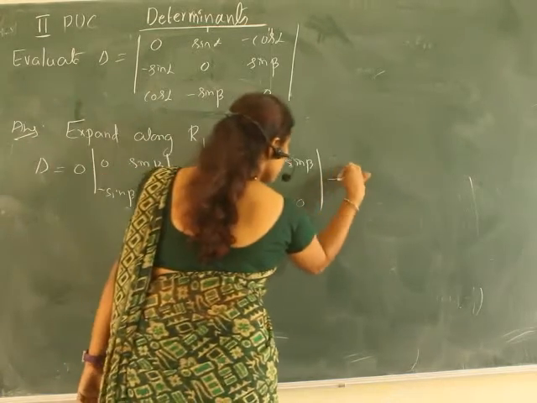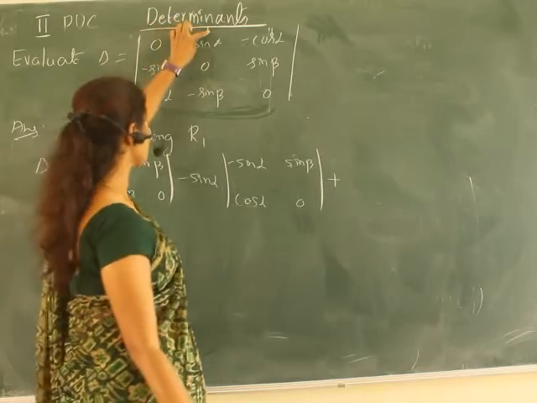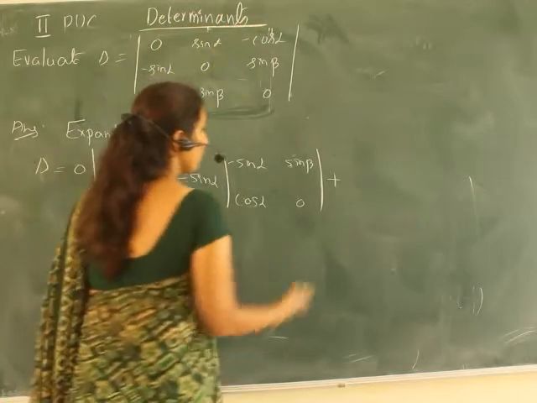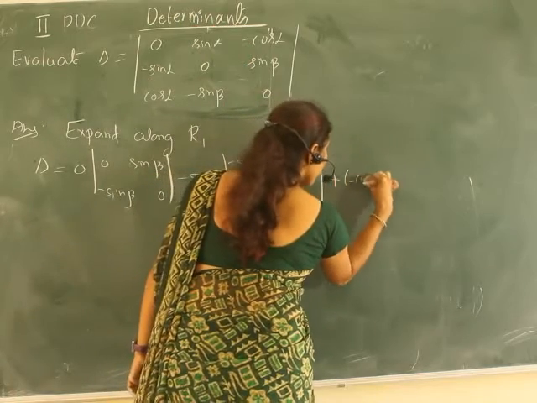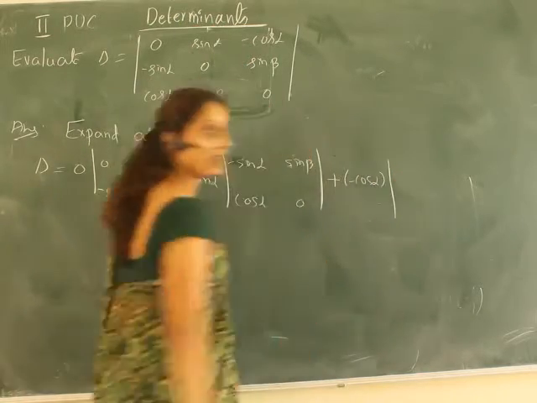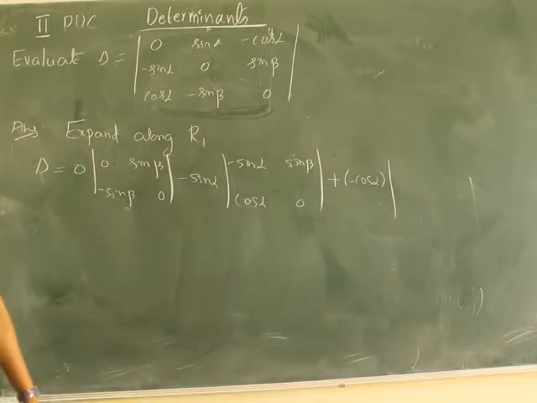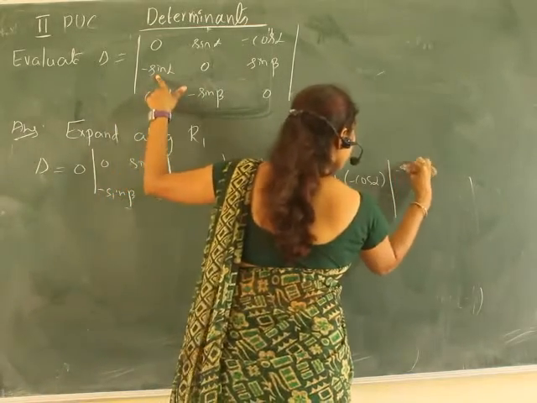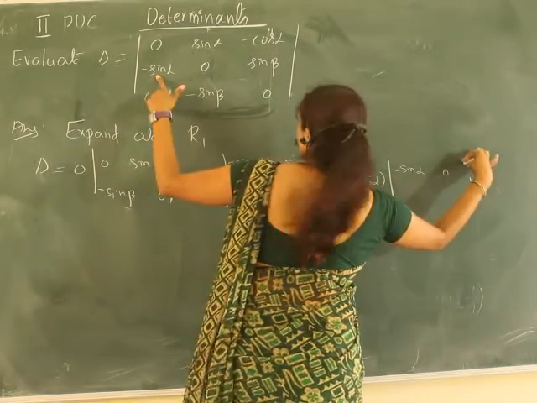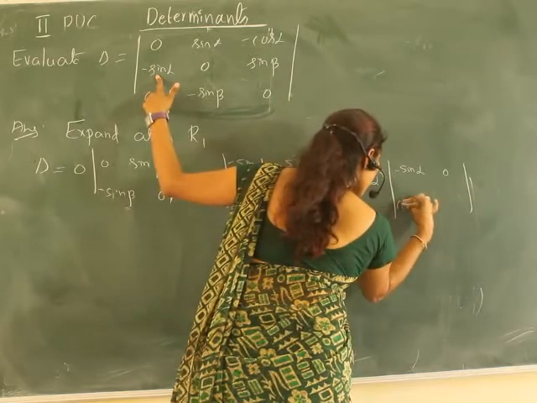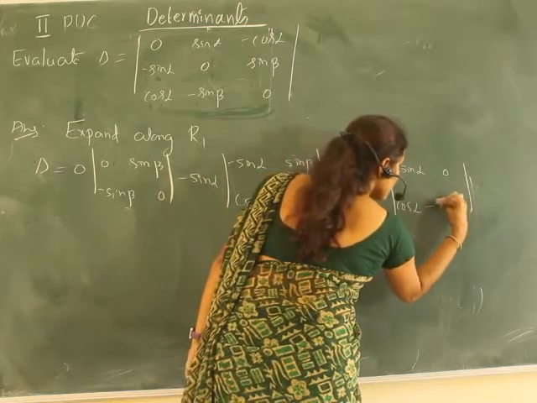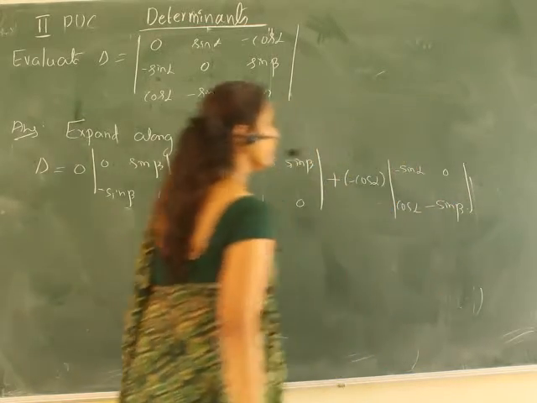Next one is plus. This is minus, plus, minus and plus. So plus minus cos alpha into the determinant obtained by deleting first row and third column. So minus sin alpha, 0, cos alpha and minus sin beta.